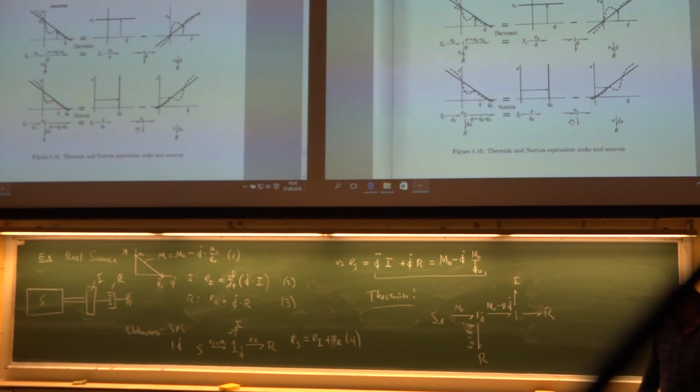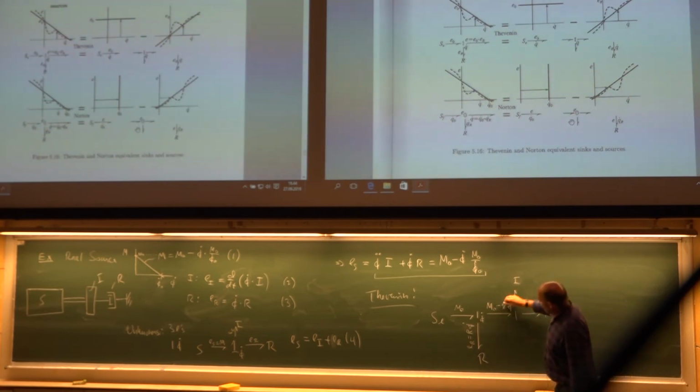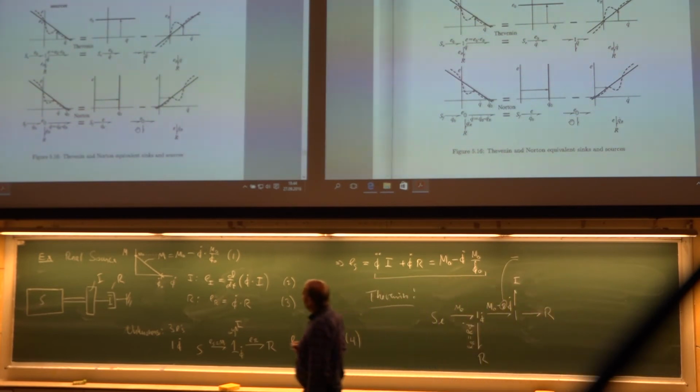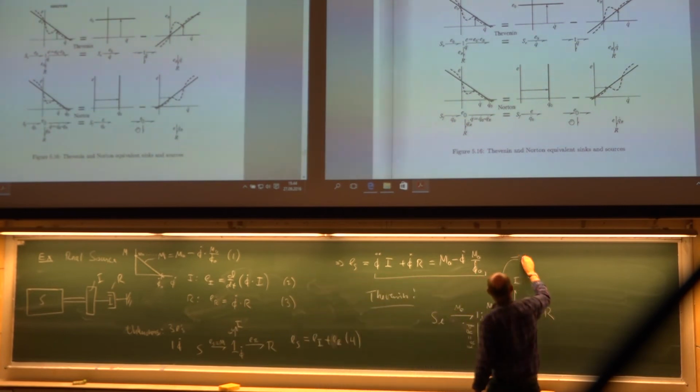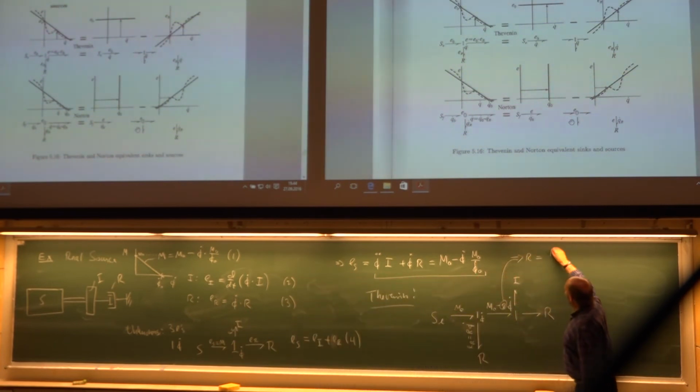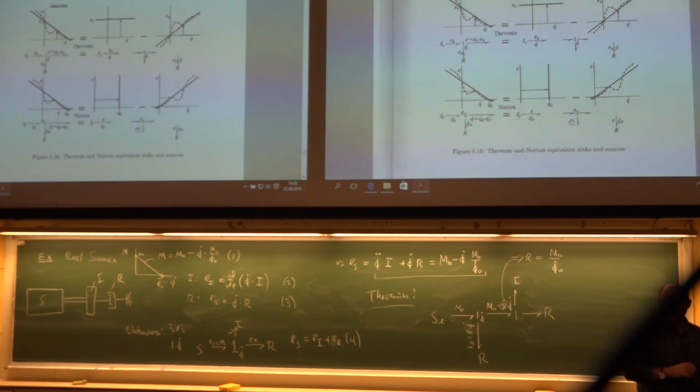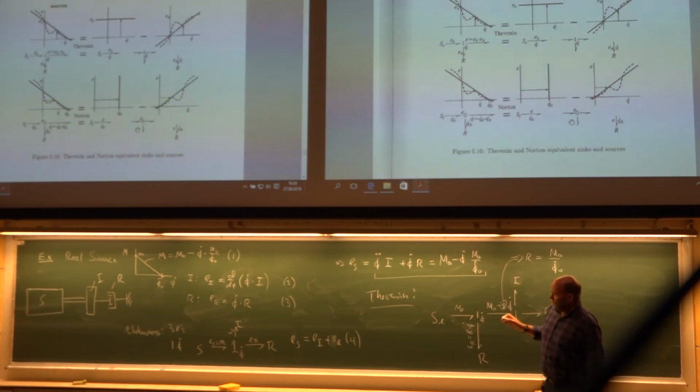Okay, compared with equation 1 over there, this means that this R here, he must be equal to what? M0 over phi dot 0. M0 over phi dot 0. If you choose the resistance like that, then you will have the equivalent Thevenin source.